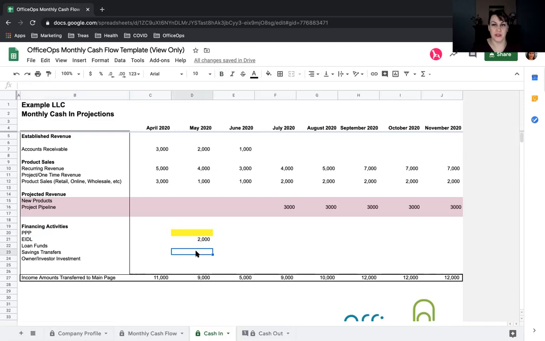Savings transfers, let's say somebody has money in a different account and you want to bring it into this operating account for cash flow purposes, you would put that in there. And then owner or investor investment. Let's say that all you need is $2,000 to get through the summer, and the owner of the business, or you, are able to make that investment, you would just put that in here as an investment.